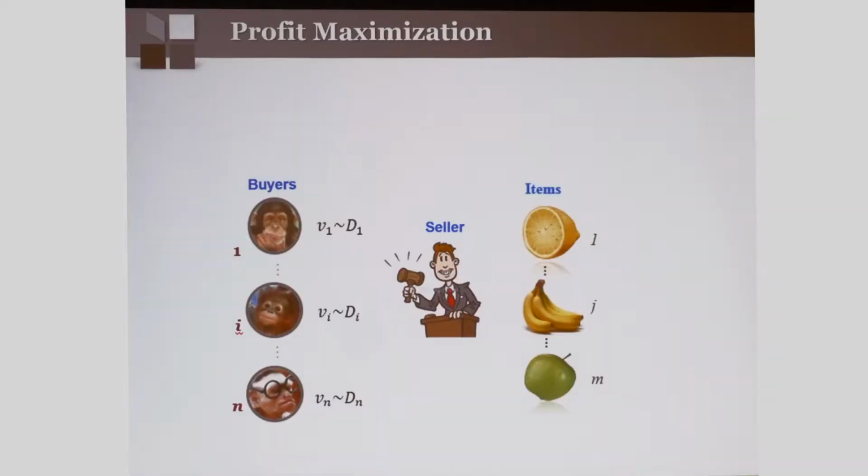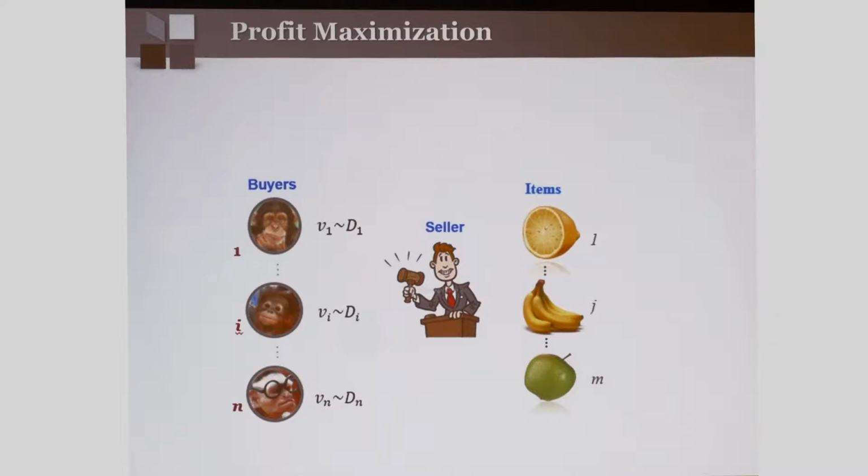Here's the classic revenue maximization problem, which I believe most of you are familiar with. There are multiple items, and the seller is selling these items to multiple buyers, where each buyer has their own valuation function on the set of items. And the seller is going to design a mechanism to maximize the revenue.